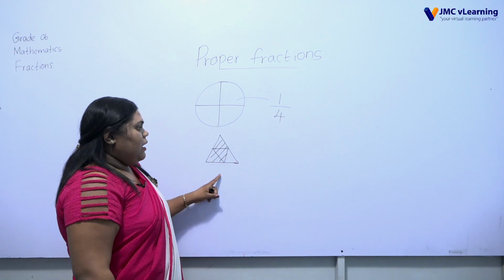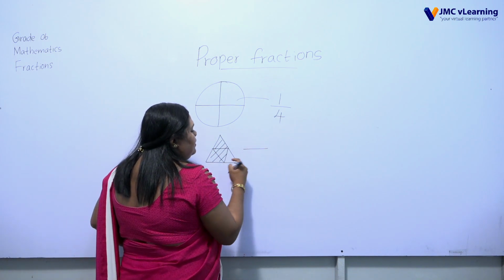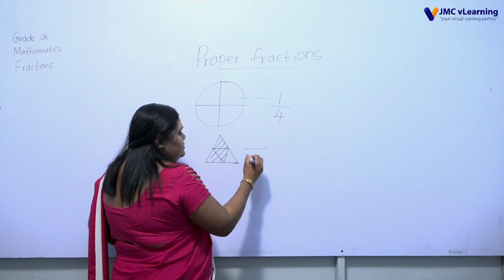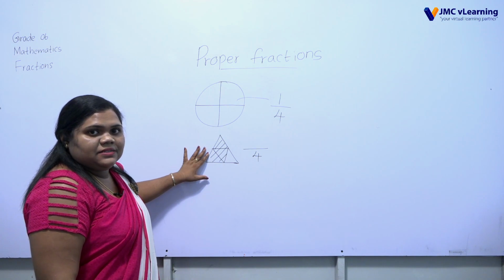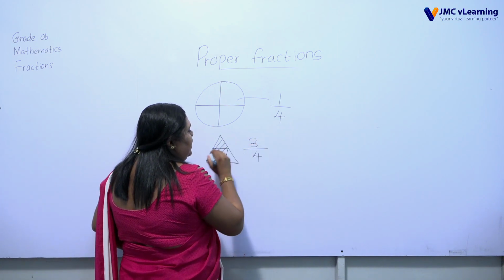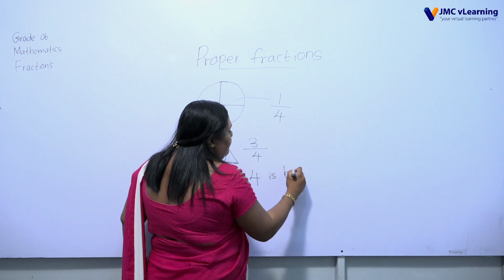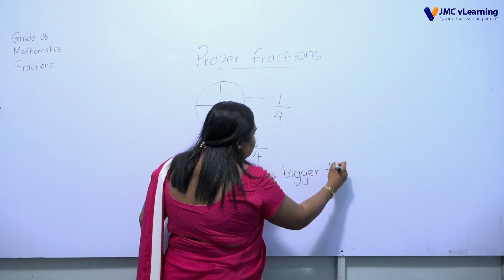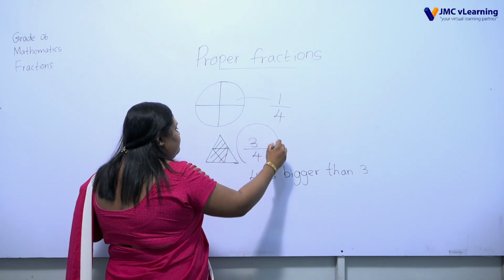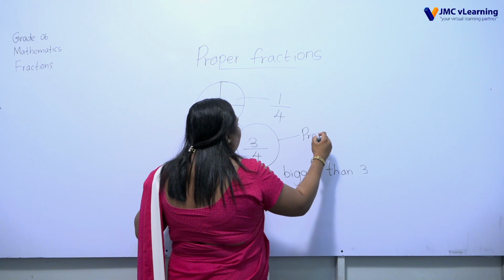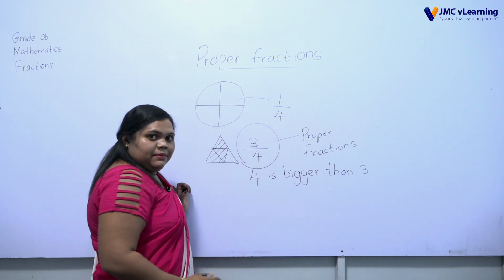Okay. How can we write this one as a fraction? So first you write the total number of parts. There are 4 equal parts. I have colored 3 parts there. So I can put 3 up. Now look at this. This 4 is bigger than 3. Okay, so this type of fraction we can call proper fractions. Are you clear, my children?